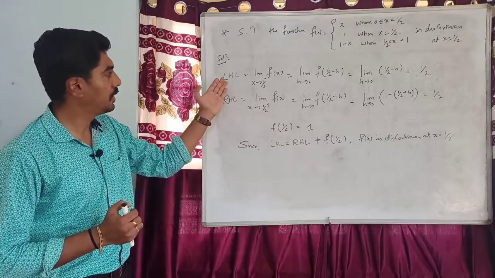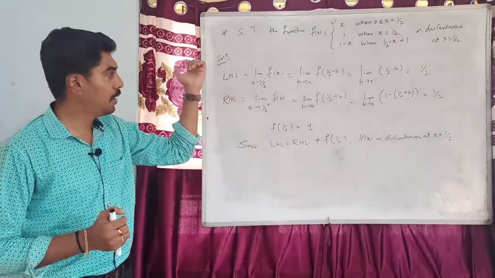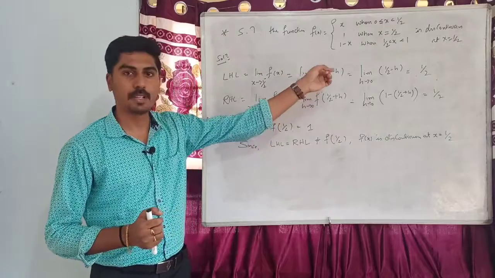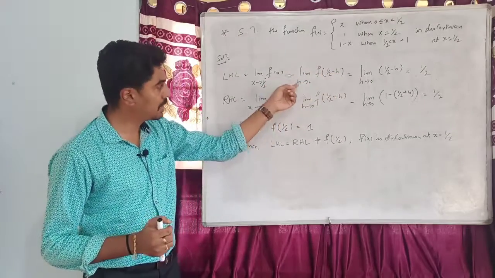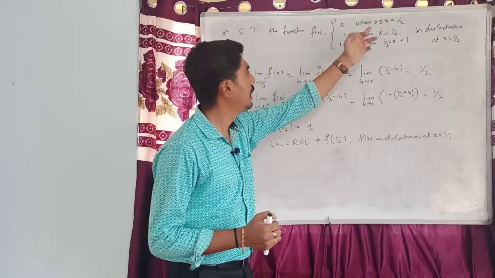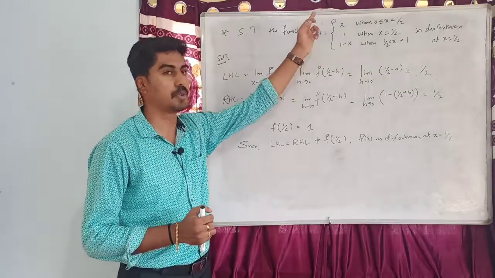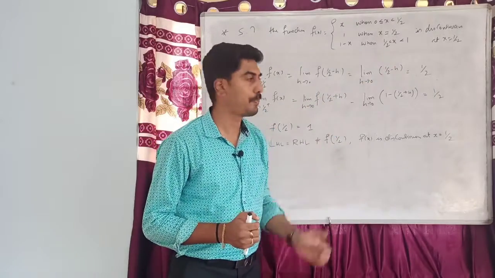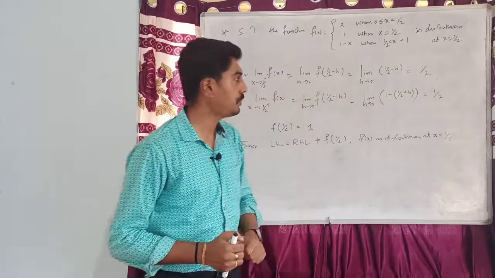First let us find the left hand limit, which is equal to the limit of f of x as x tends to 1 by 2 minus. Substitute x equal to 1 by 2 minus h, limit of f of 1 by 2 minus h, and take the limit as h tends to 0. By the definition of this function, if x is less than 1 by 2, the function is defined as f of x equal to x. Therefore, this value is equal to 1 by 2 minus h. As h tends to 0, I get here 1 by 2.